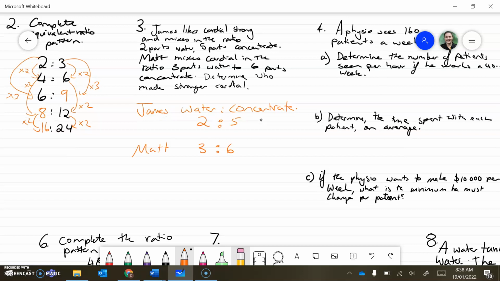Now, to work out strong cordial, we want to know which one has the greater amount of concentrate in the whole parts. So here, James, his total parts of the drink is 7. And so the amount of concentrate for the whole is 5/7. So James's cordial is 5/7. That's how much concentrate is to the whole. And Matt has got 6/9 because 6 plus 3 is 9. So 6 parts of his 9 whole is concentrate.